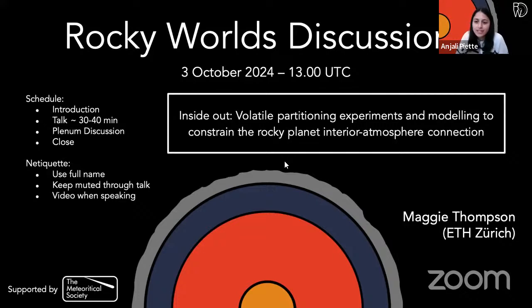Welcome everyone to the October edition of Rocky World's Discussions. I am delighted to introduce Maggie Thompson, who is our speaker today. Maggie is at ETH Zurich in Switzerland, where she is currently located right now, but also affiliated with the Carnegie Institution for Science Earth and Planets Laboratory in DC. And Maggie will be telling us about the atmosphere interior connection in rocky planets, which is great.